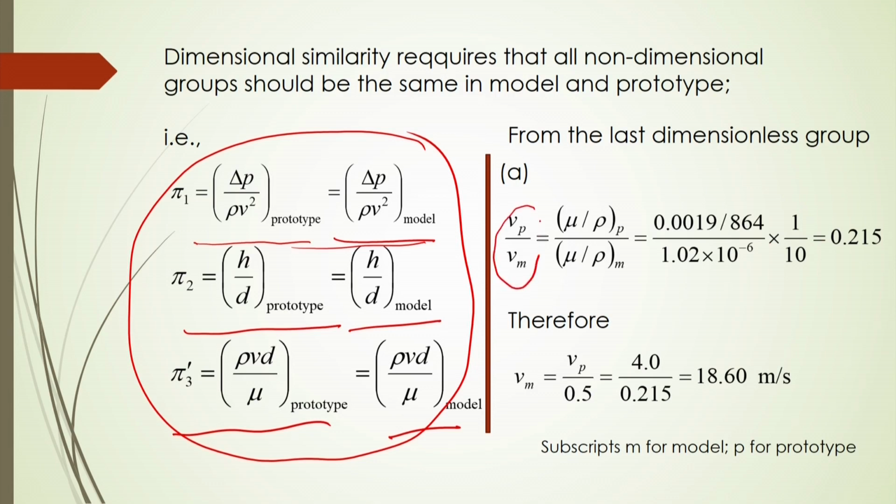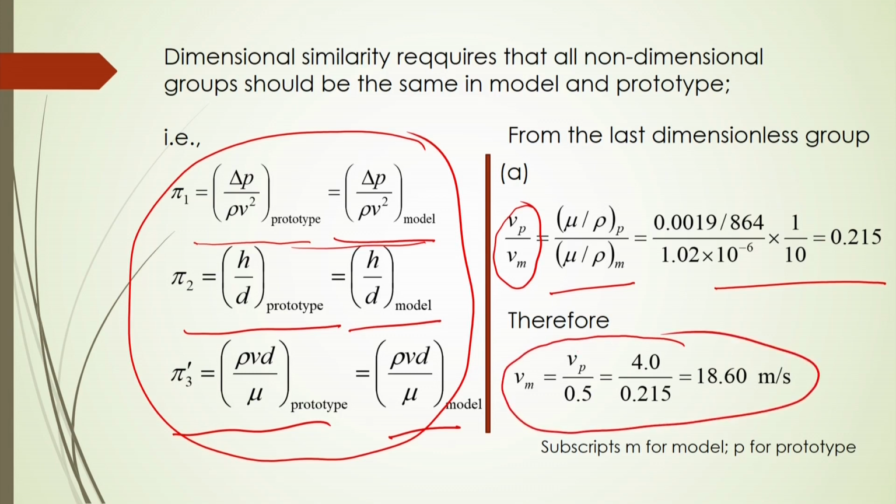Based on these similarity laws, we can say that Vp by Vm equals the ratio involving mu by rho for the prototype and model. In this case it comes out as 0.215. Therefore, to find Vm, as we know the prototype is given as 4.0, after substitution of this value and simplification it comes to 18.60. So if we know the prototype value, we can find the model value, or once you know the model value, you can find the prototype value, based on this equation. Here m and p are the model and prototype.